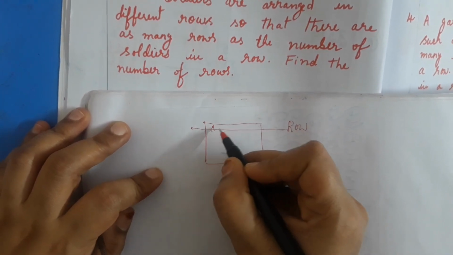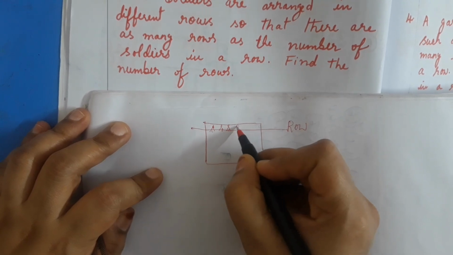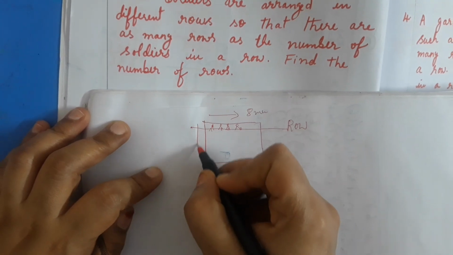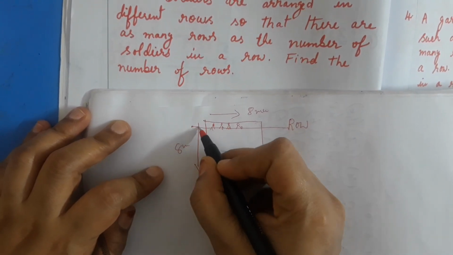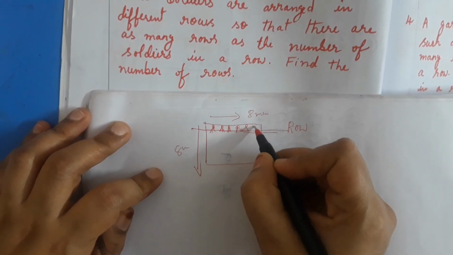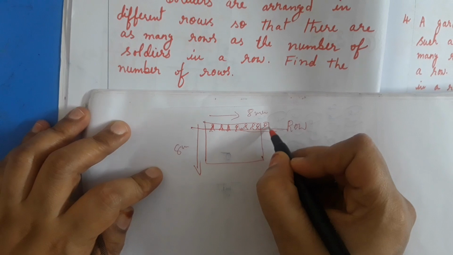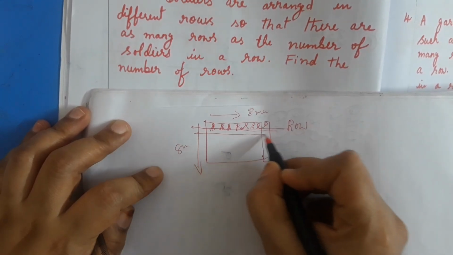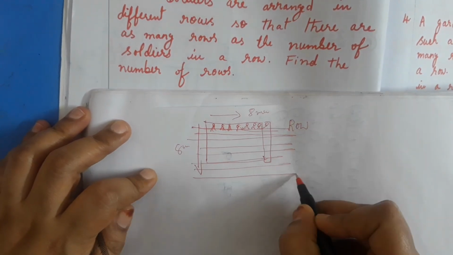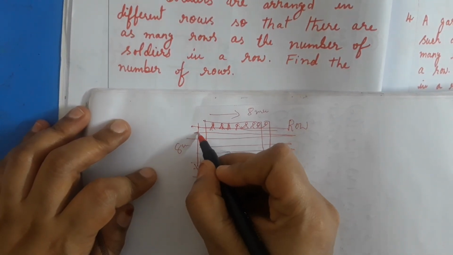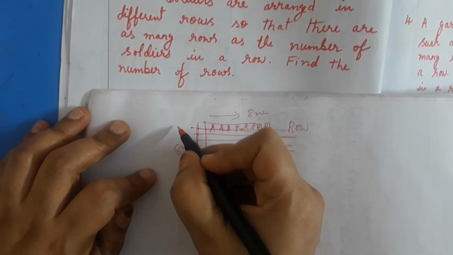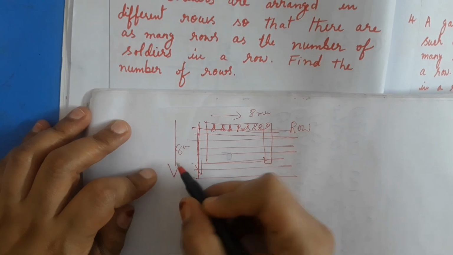So here army people are standing. It means if here 8 members, then the number of rows is also 8. In one row 8 people are standing: 1, 2, 3, 4, 5, 6, 7, 8. Then how many rows? This is the count of rows: 1, 2, 3, 4, 5, 6, 7, 8. Rows are also 8, or columns also 8.